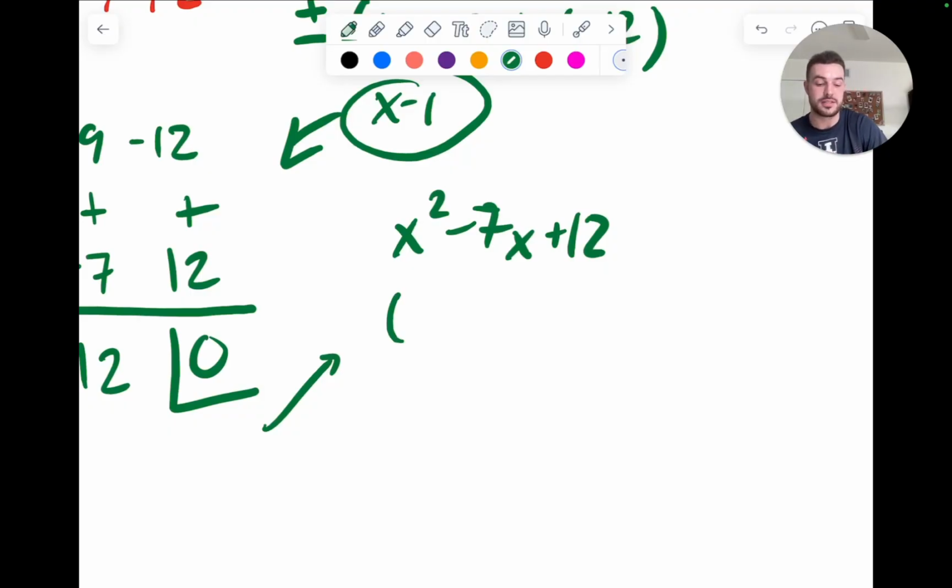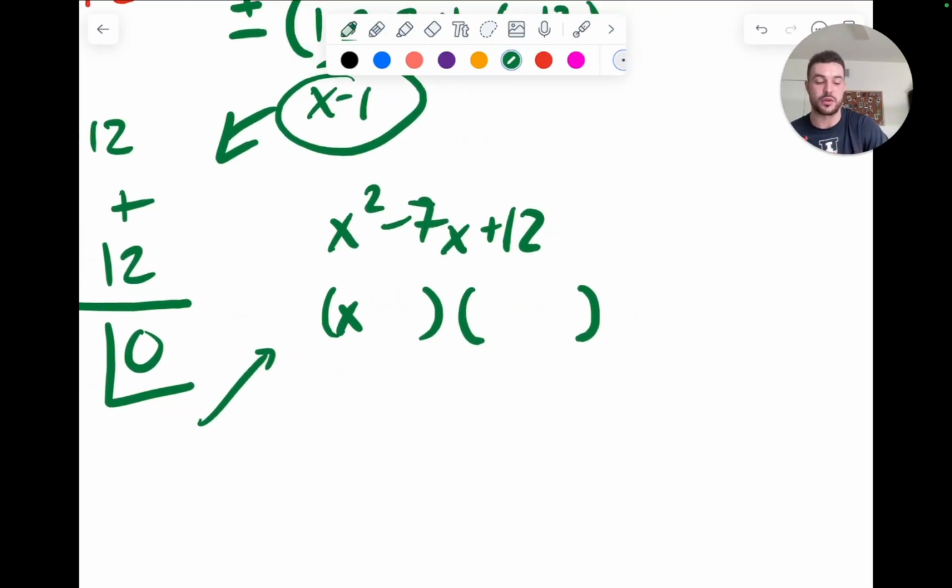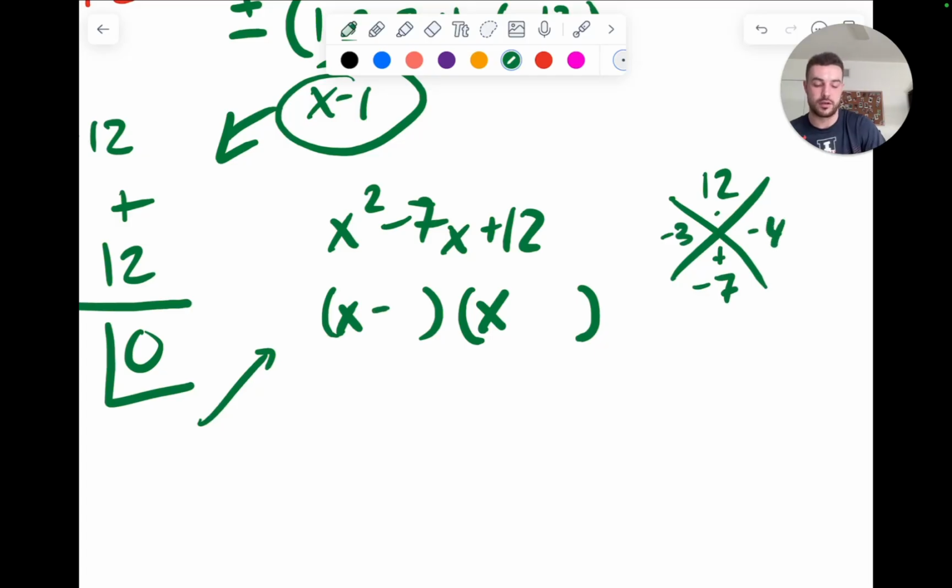So because this is a quadratic, I know I'm going to set up with two factors. They're both going to start with x and x because our first value is a 1x squared. And now we're going to use that diamond math method. I need two numbers that multiply to 12 and add to negative 7. Hopefully we notice those are going to be a negative 3 and a negative 4.